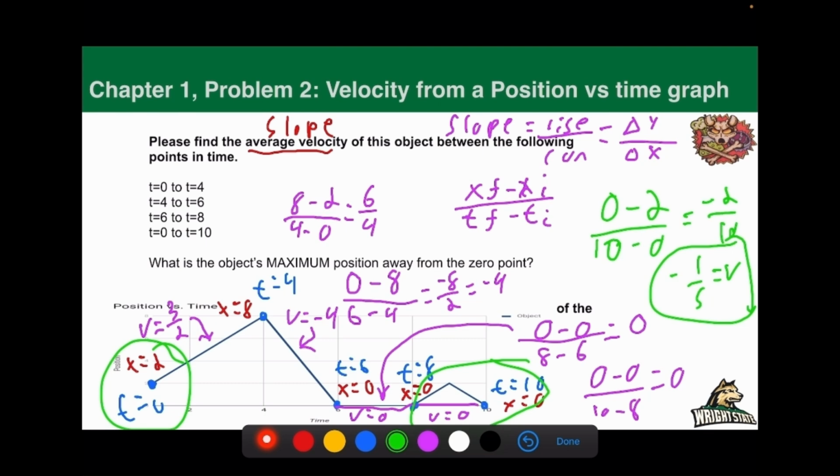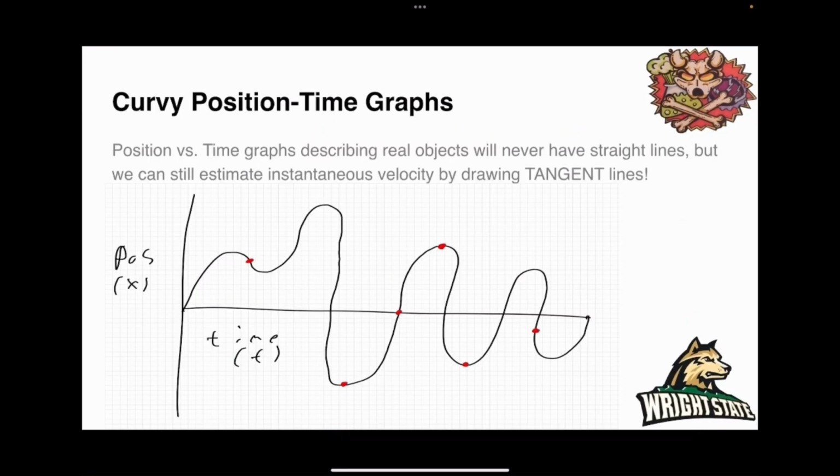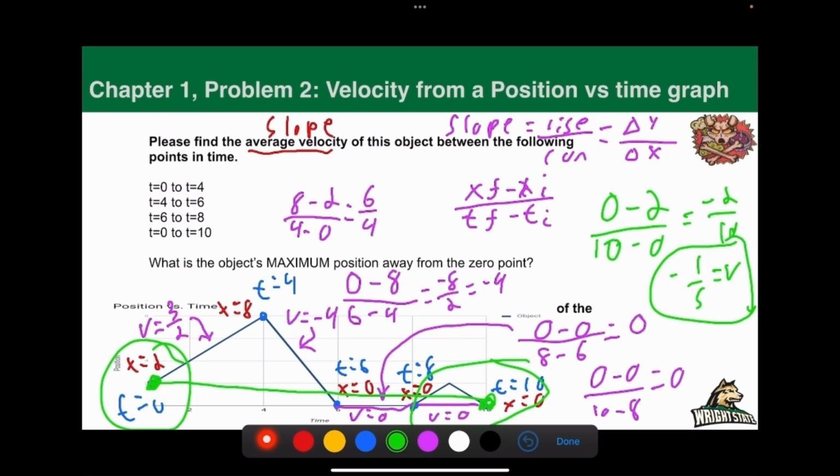And check this out. If I draw a line from here to here, notice it is not a very steep line, but it is negative. So got a low magnitude, pretty low velocity. However, it is negative, moving in the negative direction. So that works out for this question. That is how we can find our velocities between these points.